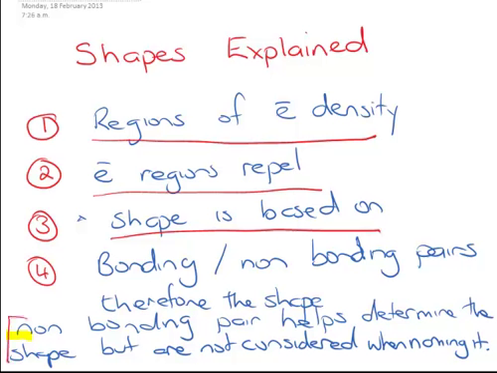And I probably would also try and make a point that the non-bonding pair helps determine the shape, but isn't considered when naming it. Obviously that would just depend on the example being asked. Anyway, that's how you explain shapes in paragraphs.